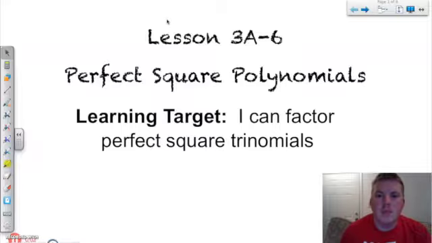Hello, welcome to lesson 3A-6. We're going to focus today on perfect square polynomials. Our learning target is going to be to factor perfect square trinomials. To do that, we need to start out with a little bit of vocabulary.